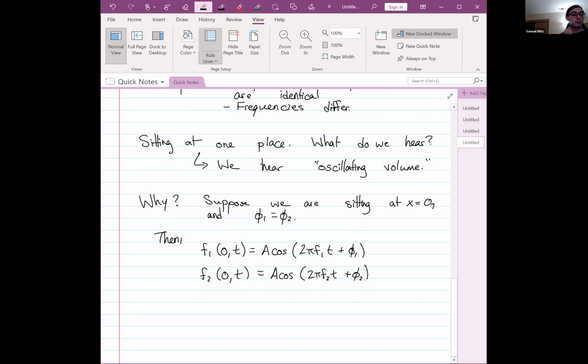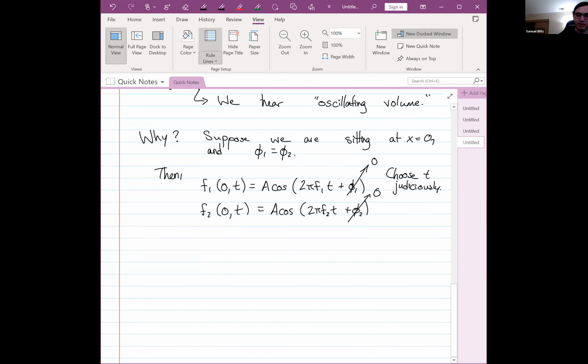So far, so good. So we're going to set phi1 equal to phi2, and we're just going to get rid of these because we can absorb both into when the time starts. We can just start our stopwatch right when the waves are at their peak, so it starts off like cosine of 0. So if we choose t judiciously, we can make that choice. This makes things a lot easier. So then the total disturbance as a function of time would be f1 of 0 and t plus f2 of 0 and t.